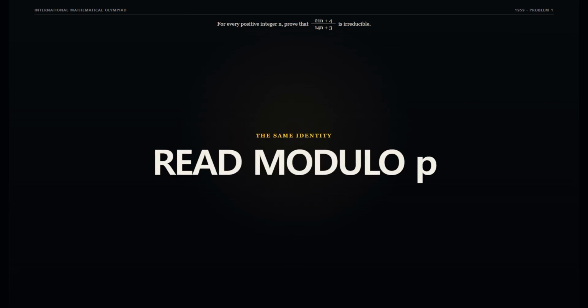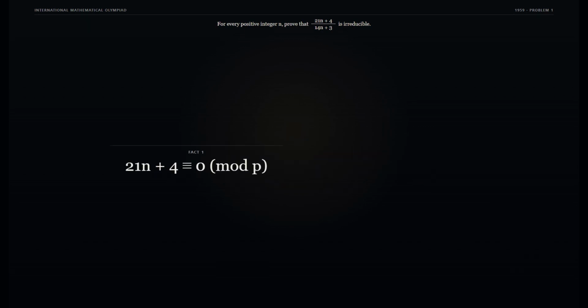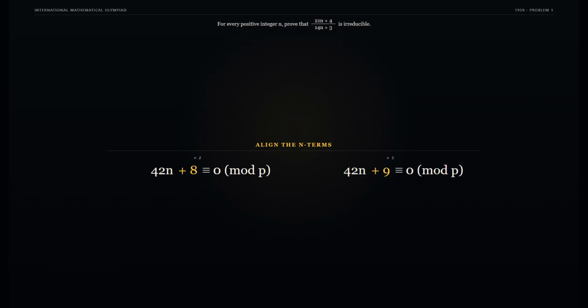Now let us read the same identity in the language of modular arithmetic. Suppose the numerator and denominator share a prime divisor p. Then 21n + 4 is congruent to 0 modulo p, and 14n + 3 is congruent to 0 modulo p. Multiply the first congruence by 2. We get 42n + 8 is congruent to 0 modulo p. Multiply the second congruence by 3. We get 42n + 9 is congruent to 0 modulo p.